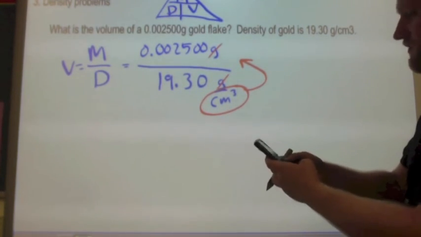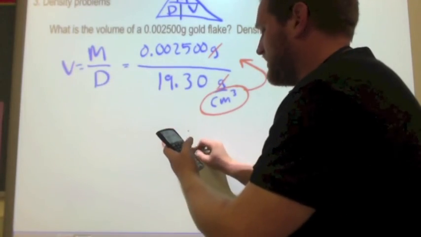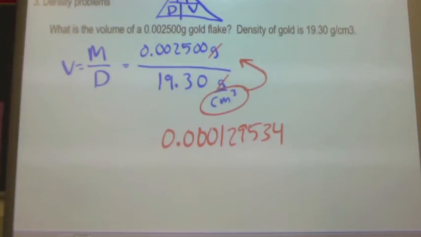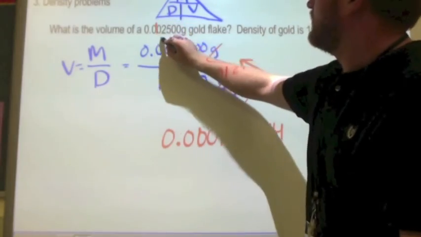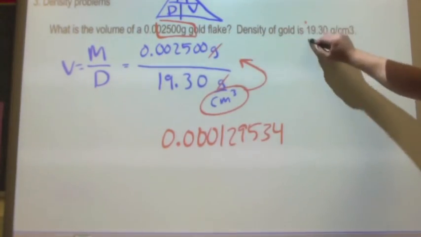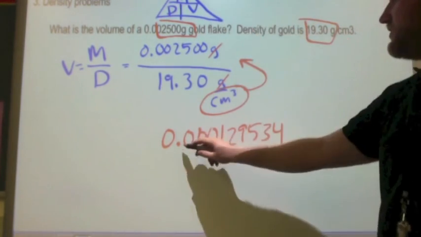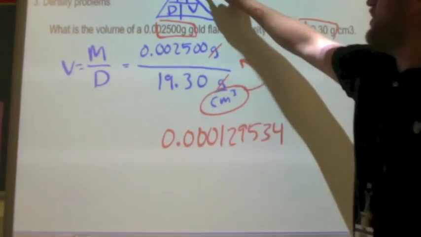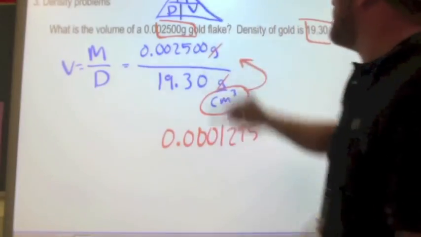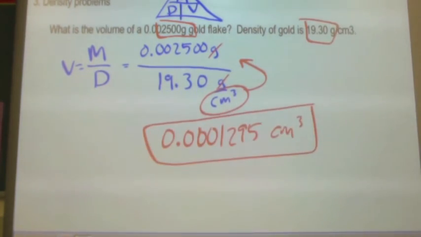0.002500 divided by 19.30 gives me 0.00012954. Let's look at sig figs. 4 sig figs. Careful here, 4 sig figs. And here I'm seeing 4 sig figs. So we're going to cut this off at 4 sig figs. These zeros don't count. 1, 2, 3, 4. So I can just erase the 34 here. And my unit is going to be centimeters cubed. So obviously gold flake is tiny.